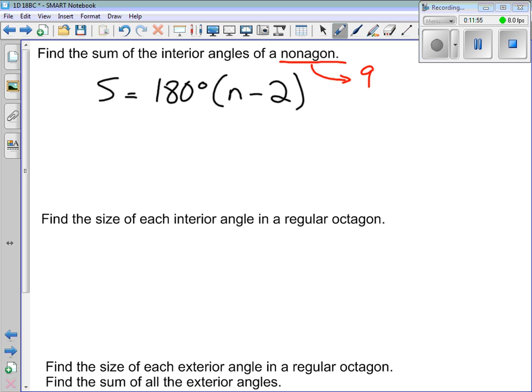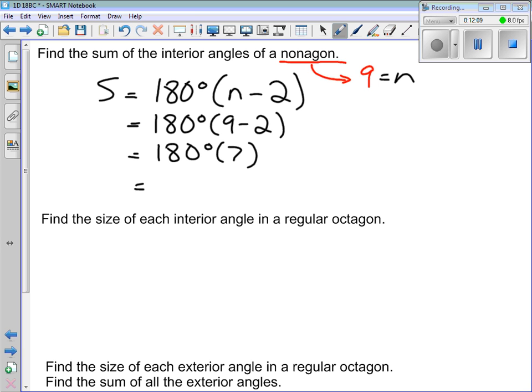So we know what n is. n is 9, so let's plug that into our equation. 180 degrees times 9 minus 2, or 180 degrees times 7, and then we just punch this into our calculator. 7 times 180 degrees gives us 1,260 degrees.